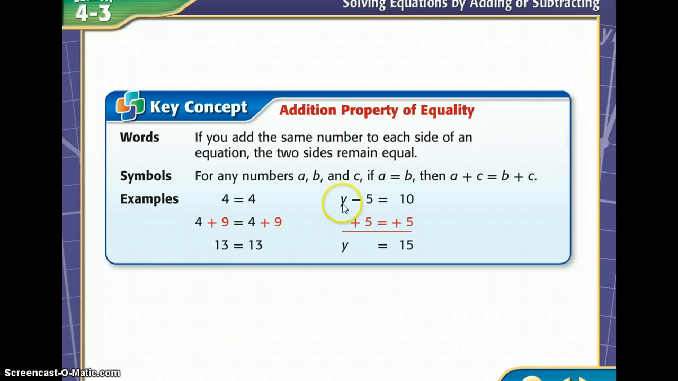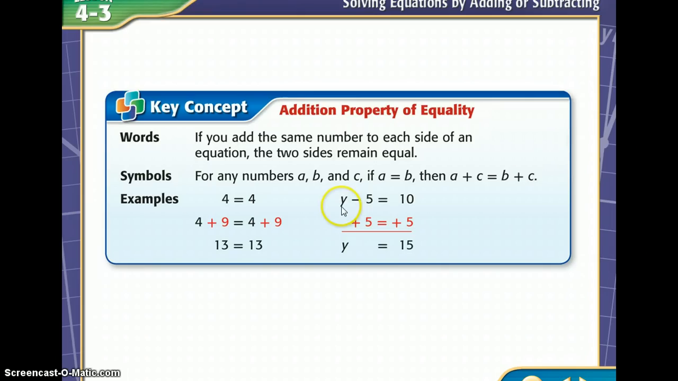If you look at it here, you have some number y minus 5 equals 10. By using the addition of 5 to both sides, you have an additive inverse here. The net effect is negative 5 plus 5 is 0. That zeroes out and leaves you with just this y. What you do to one side of the equal sign, you have to do to the other. So 10 plus 5 equals 15.